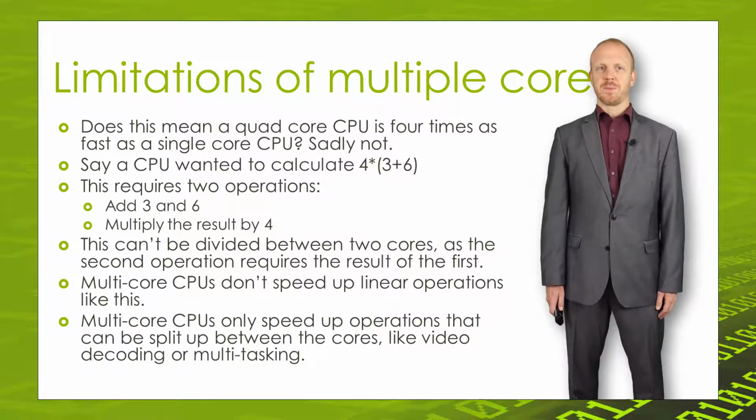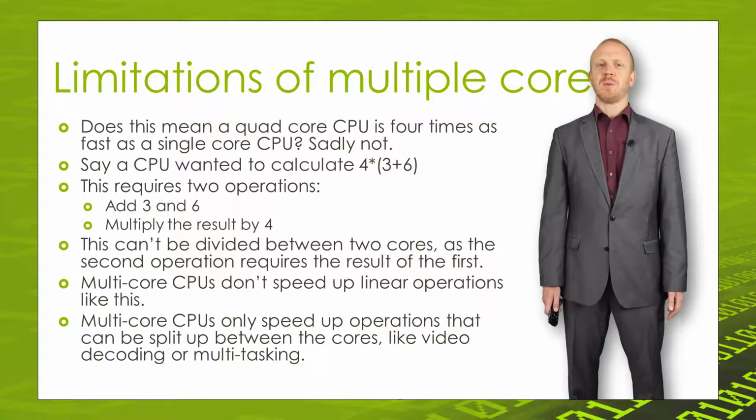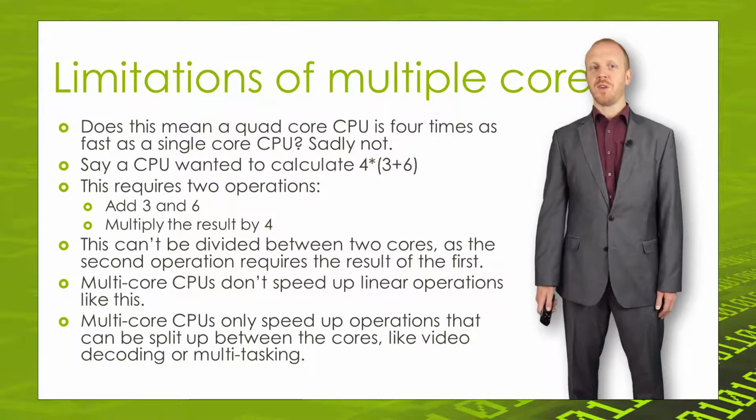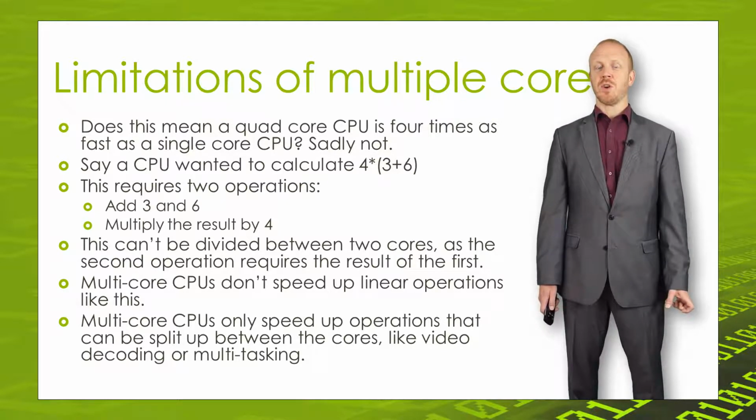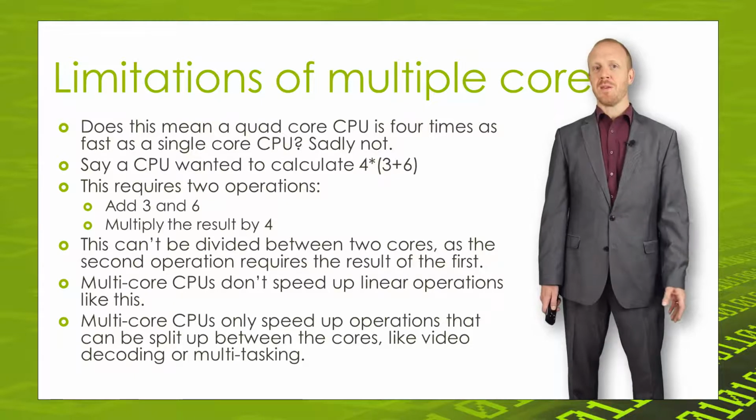Well, sadly not. Think of it this way. If a CPU wanted to calculate 4 times 3 plus 6, 2 operations need to take place. First, add 3 and 6, and then multiply the result by 4. This can't be divided between the 2 cores, as the second operation requires the result of the first. So even if a second core took that second operation, it would have to wait for the result from the first core.